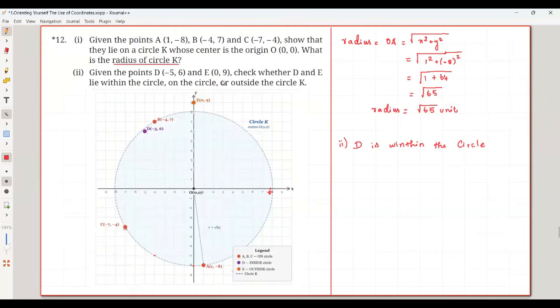Now next one is E. E is outside the circle. E is outside the circle. Okay, hope it's clear.